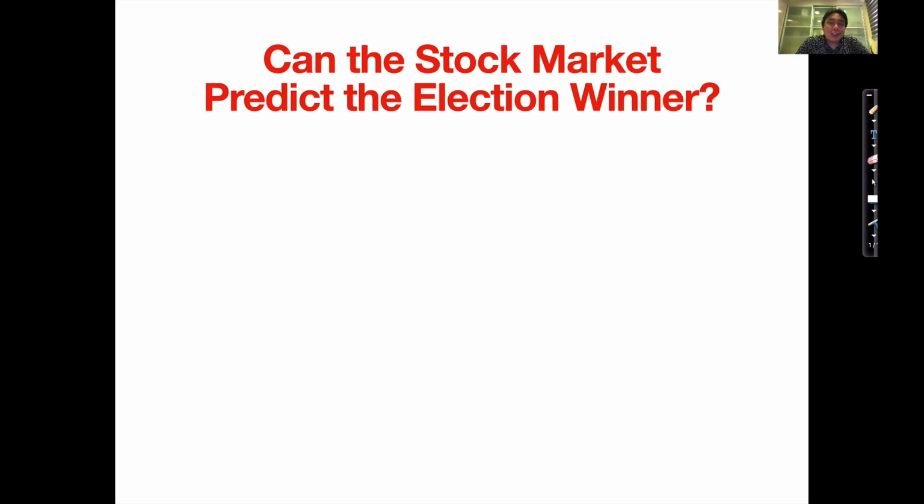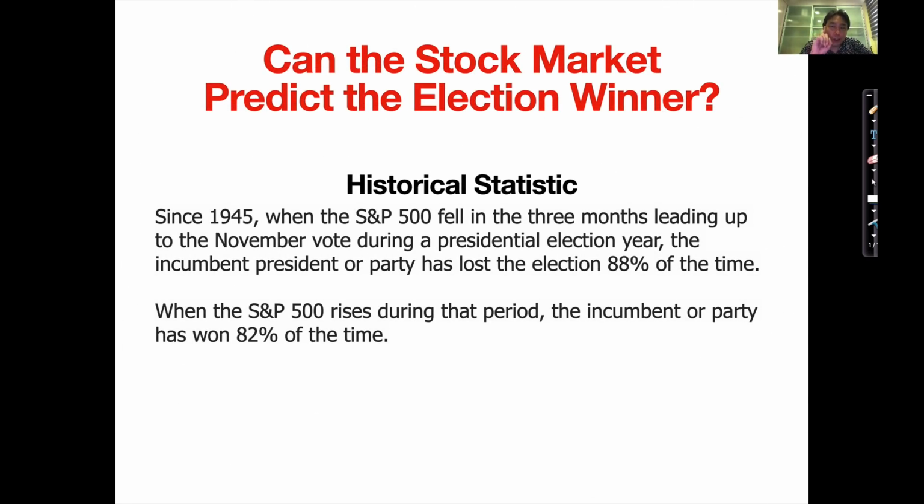Finally, can the recent stock market price action in the last couple of months predict who the election winner is going to be? Maybe. Well, let's take a look at an interesting historical statistic. Since 1945, when the S&P 500 fell in the 3 months leading up to the November election during the presidential election year, the incumbent president, which means the current president of the party, has lost the election 88% of the time.